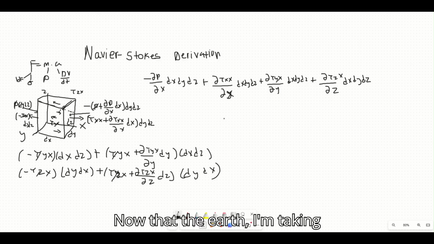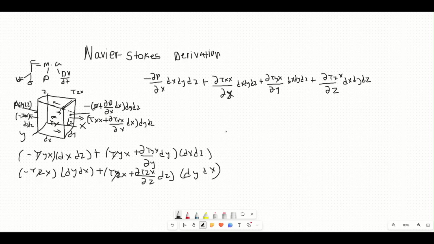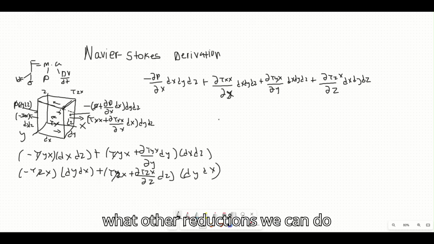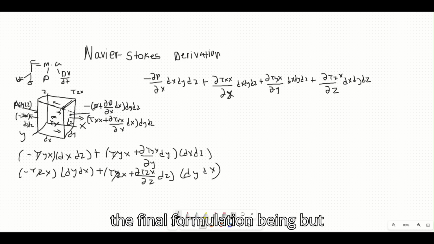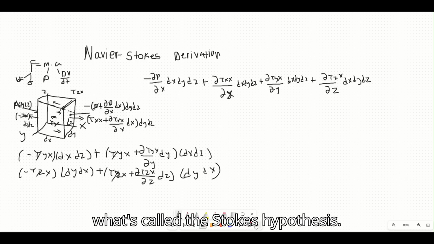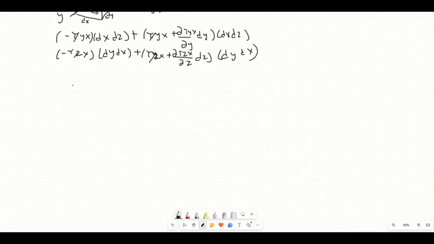Now that we're going to take a look at this, let's thoroughly go into it and see what other reductions we can make. So right here, tau xx, pressure is already in the final form that it can be in, but for our viscous terms, we have what's called the Stokes hypothesis, and I'll write that down right here. Stokes hypothesis.